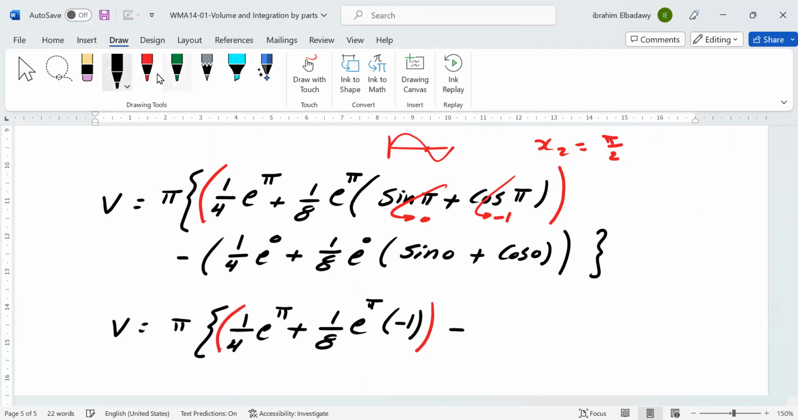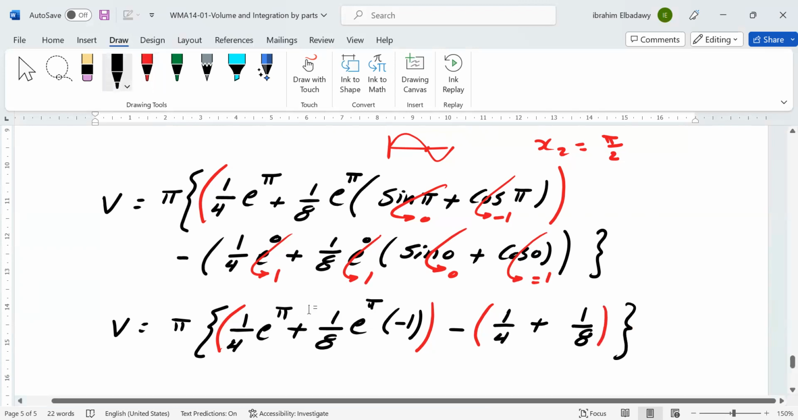Minus the second bracket, which is quarter e power 0, which is equal to 1. So this part equals 1, and this part equals 1. What about sine 0? Sine 0 equals 0, and cosine 0 equals 1. In the second bracket, you have 1 over 4 plus 1 over 8. This is the second bracket. And close the big one, because all of them are multiplied by pi.